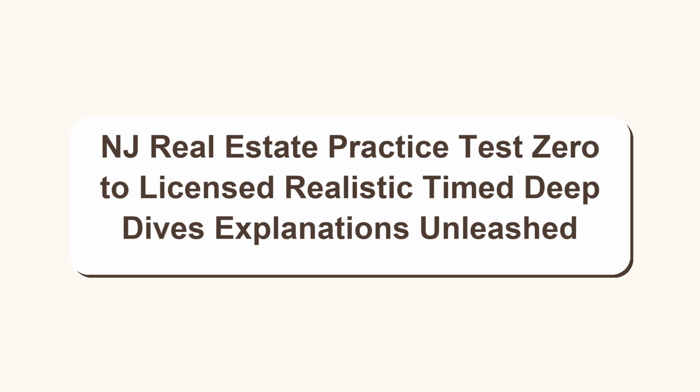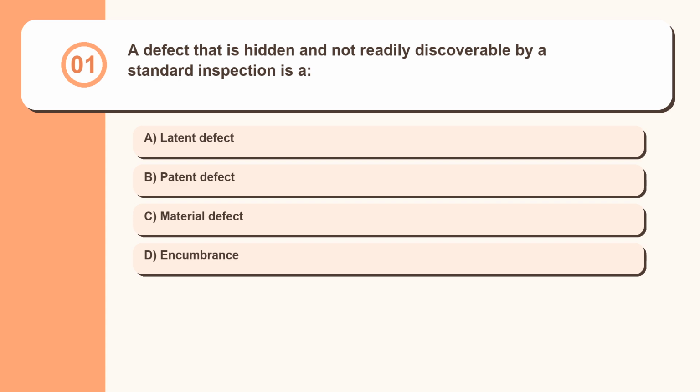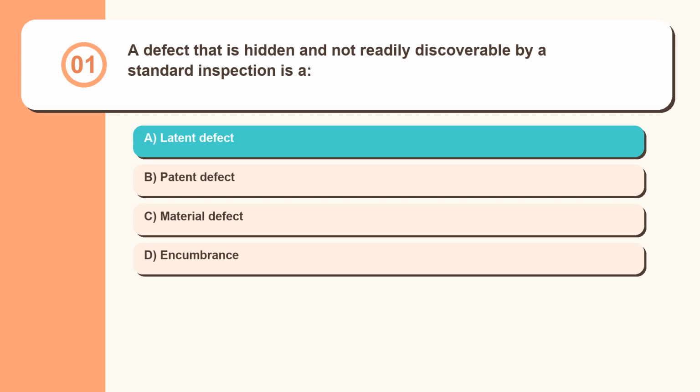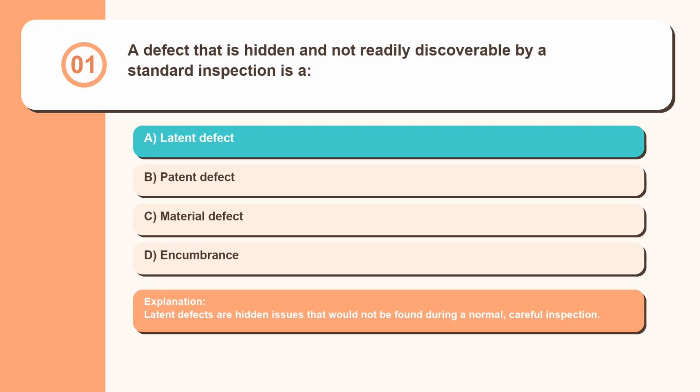New Jersey Real Estate Practice Test, 0 to Licensed, Realistic Time, Deep Dives, Explanations Unleashed. Question 1. A defect that is hidden and not readily discoverable by a standard inspection is a: latent defect, patent defect, material defect, encumbrance. Latent defects are hidden issues that would not be found during a normal, careful inspection.